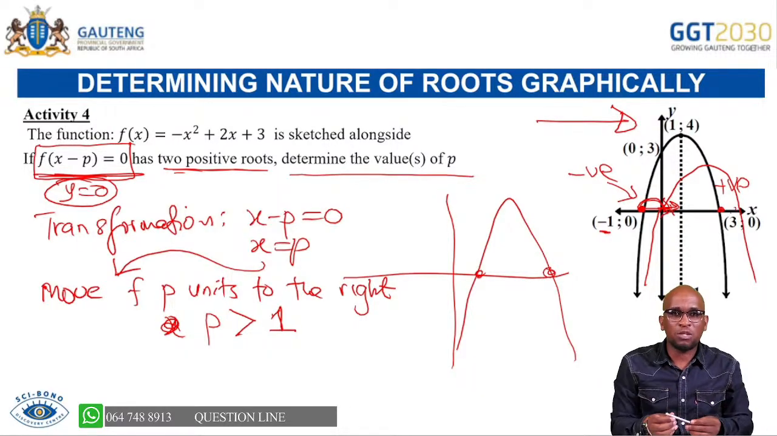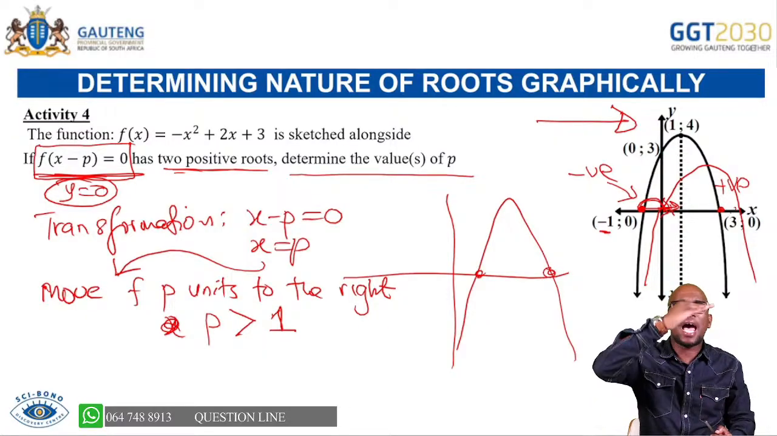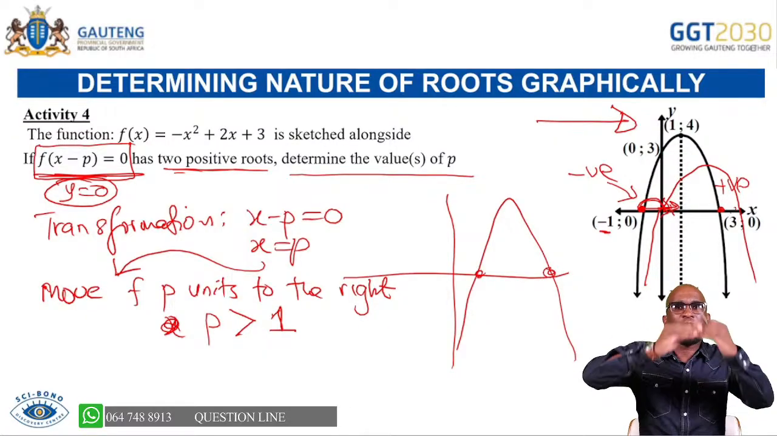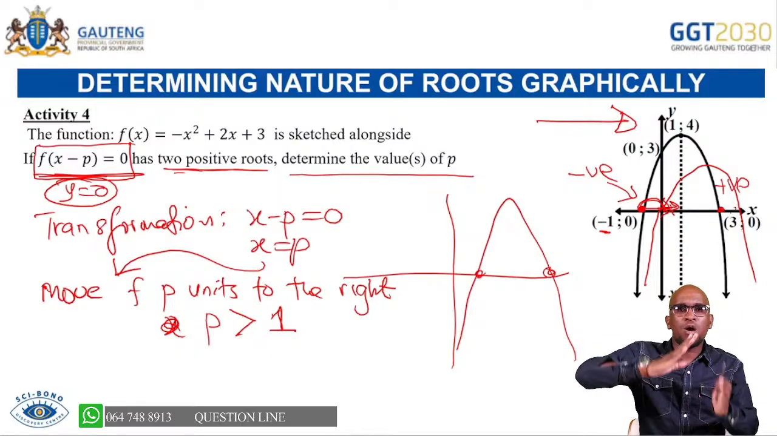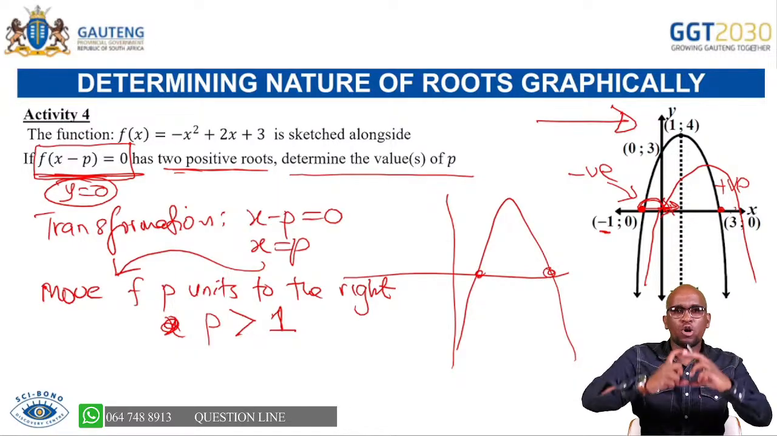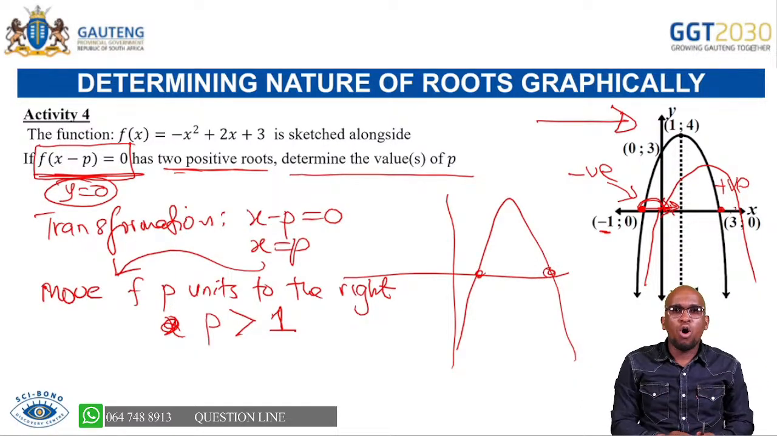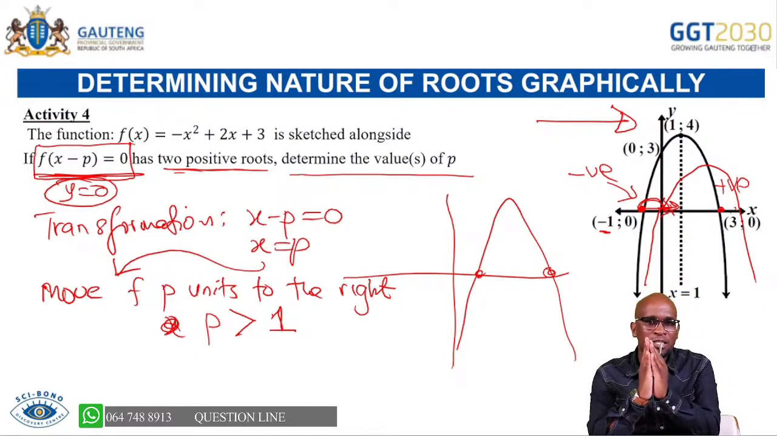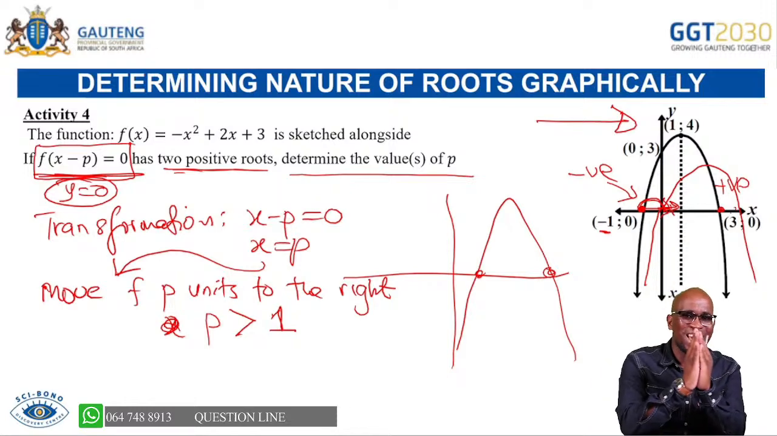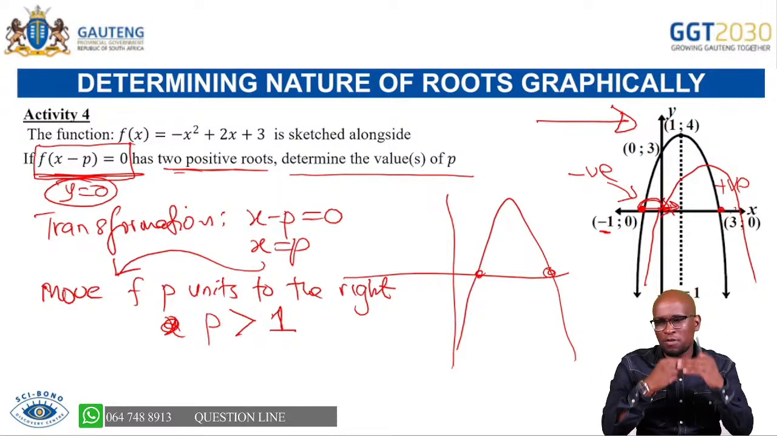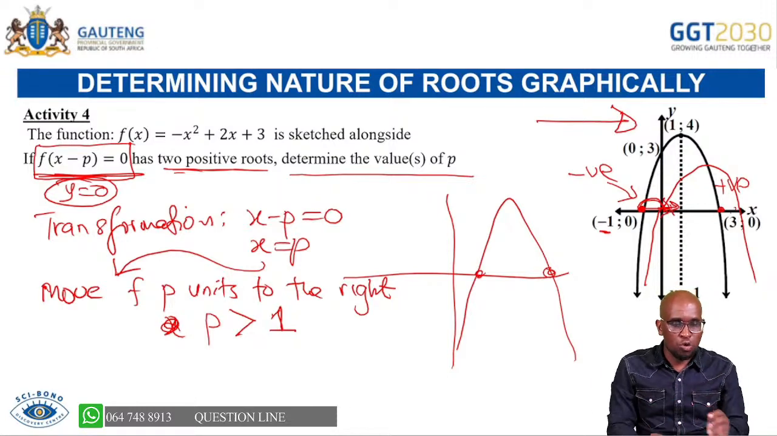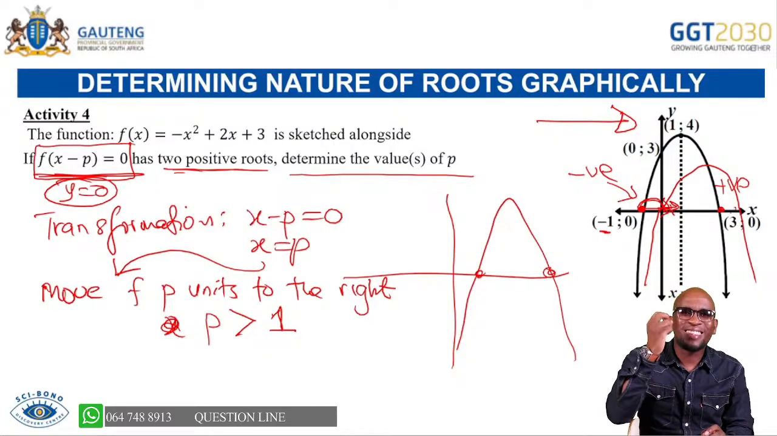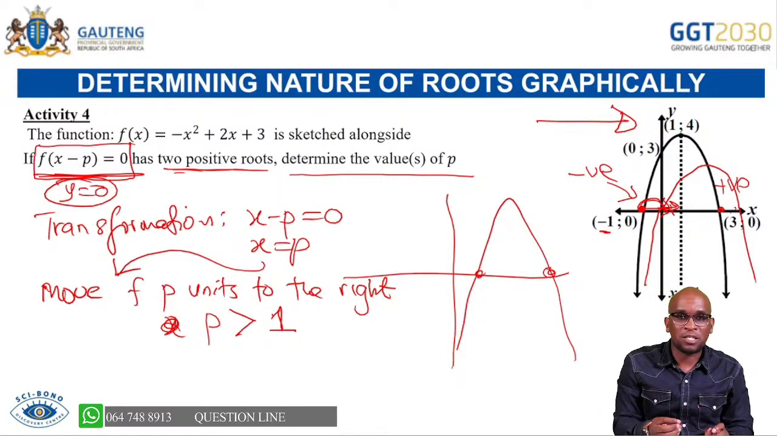So now we were moving horizontally. It's important with the nature of roots using the graphical approach, you can move a line up or down, or move a graph up or down, or you can actually move the graph horizontally to the left and to the right. So you need to be very, very careful about that. Those are nature of root questions. They need you to practice and practice hard.